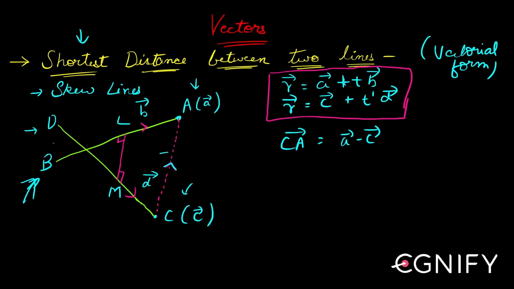If you keep going in this direction, you might hit this LM, which is exactly perpendicular to both the lines. The speciality about LM is that it is exactly perpendicular to both these lines. This one might have some angle theta here and here, and these thetas might not be 90. But as I keep moving in this direction, this is where I will encounter the shortest distance.